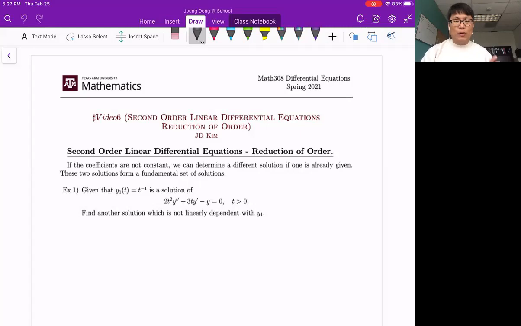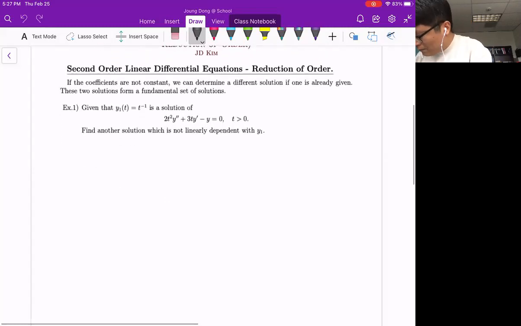Then, first of all, even though y1 is given, we would love to double check that it is really a solution of the given differential equation. So that is the verification process. Let's see, okay?